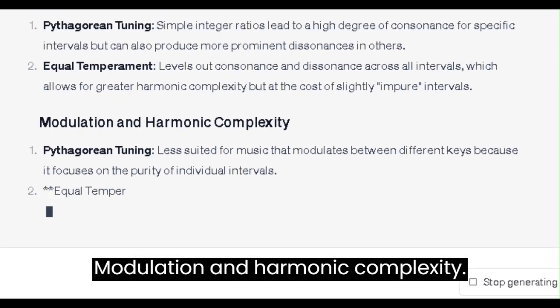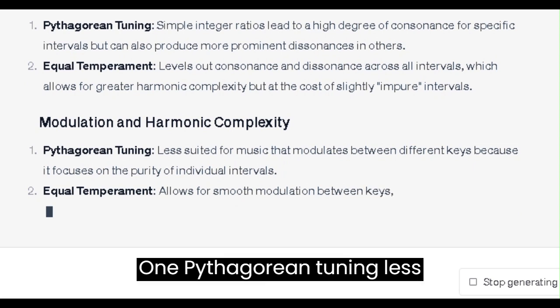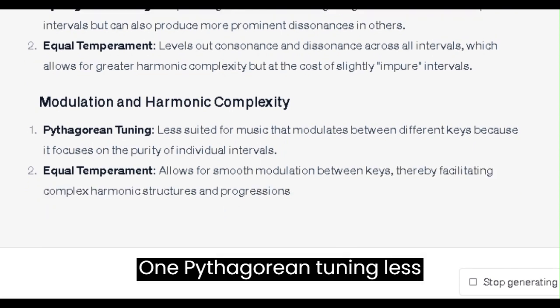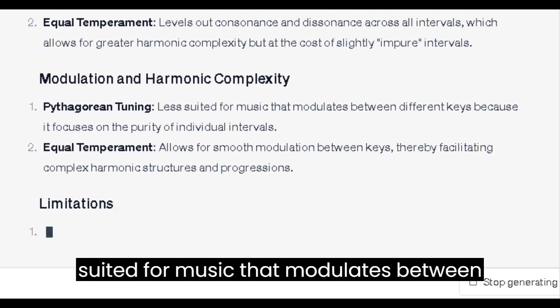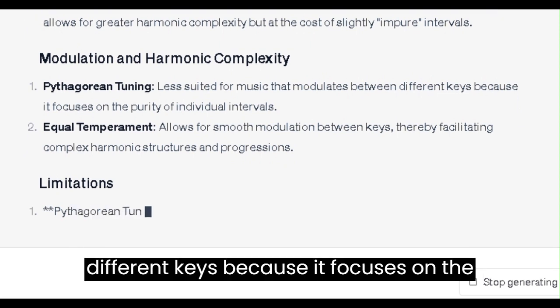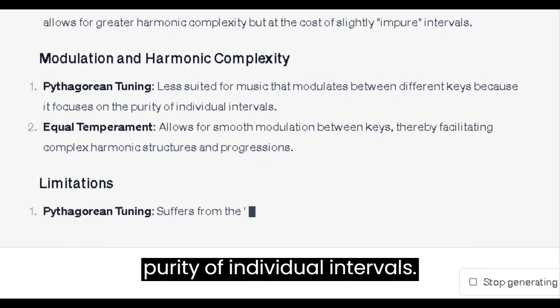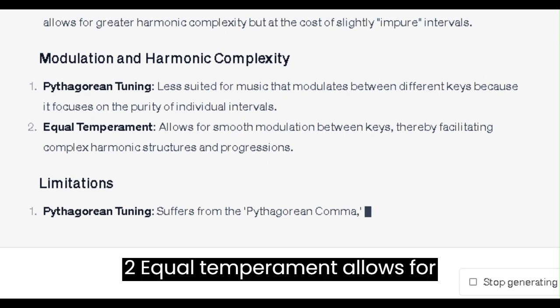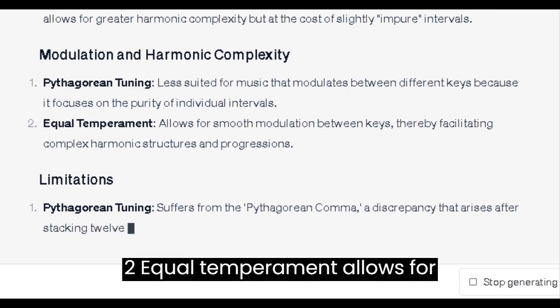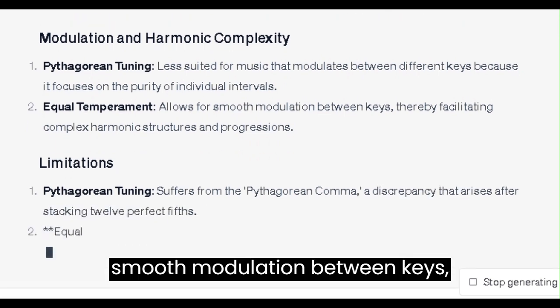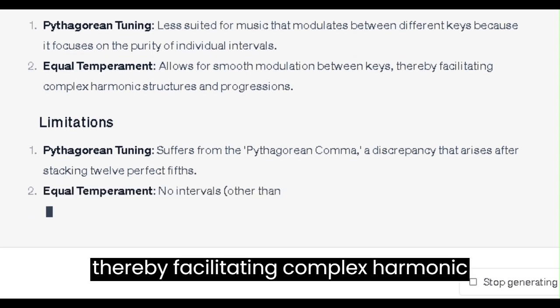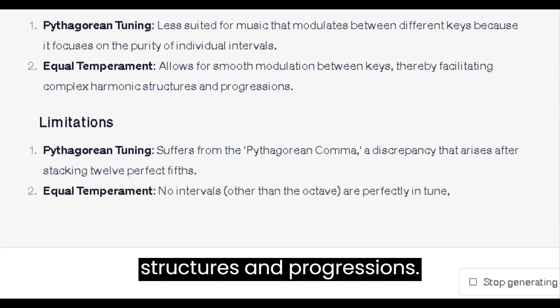Modulation and harmonic complexity. 1. Pythagorean tuning, less suited for music that modulates between different keys because it focuses on the purity of individual intervals. 2. Equal temperament allows for smooth modulation between keys, thereby facilitating complex harmonic structures and progressions.